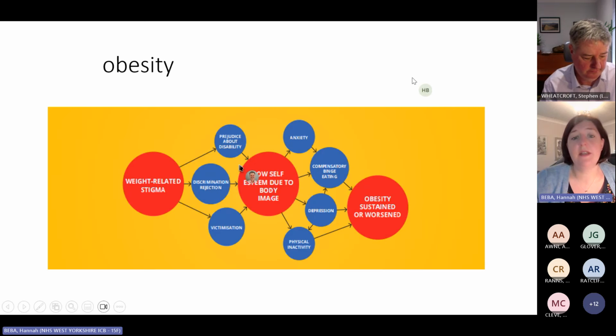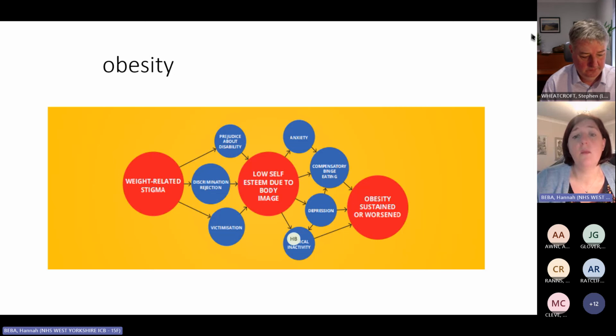And obesity is connected to lots of different things. So obviously there's weight-related stigma, which can lead to prejudice about disability, discrimination and rejection, but also victimization. And then this feeds into low self-esteem due to body image problems. And then you get anxiety, you can get binge eating or disordered eating off the back of that, and depression and physical inactivity, which then leads into the sustained obesity, or even a worsening of obesity as it goes forward.